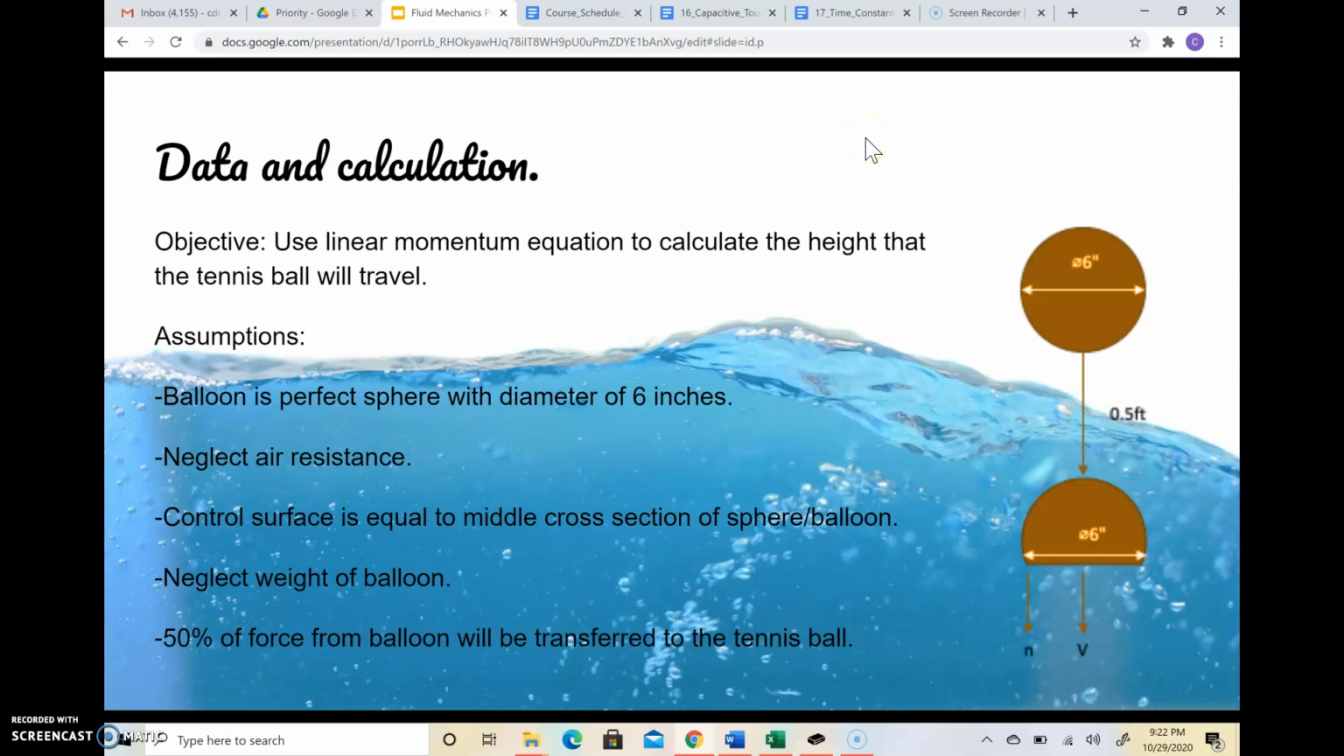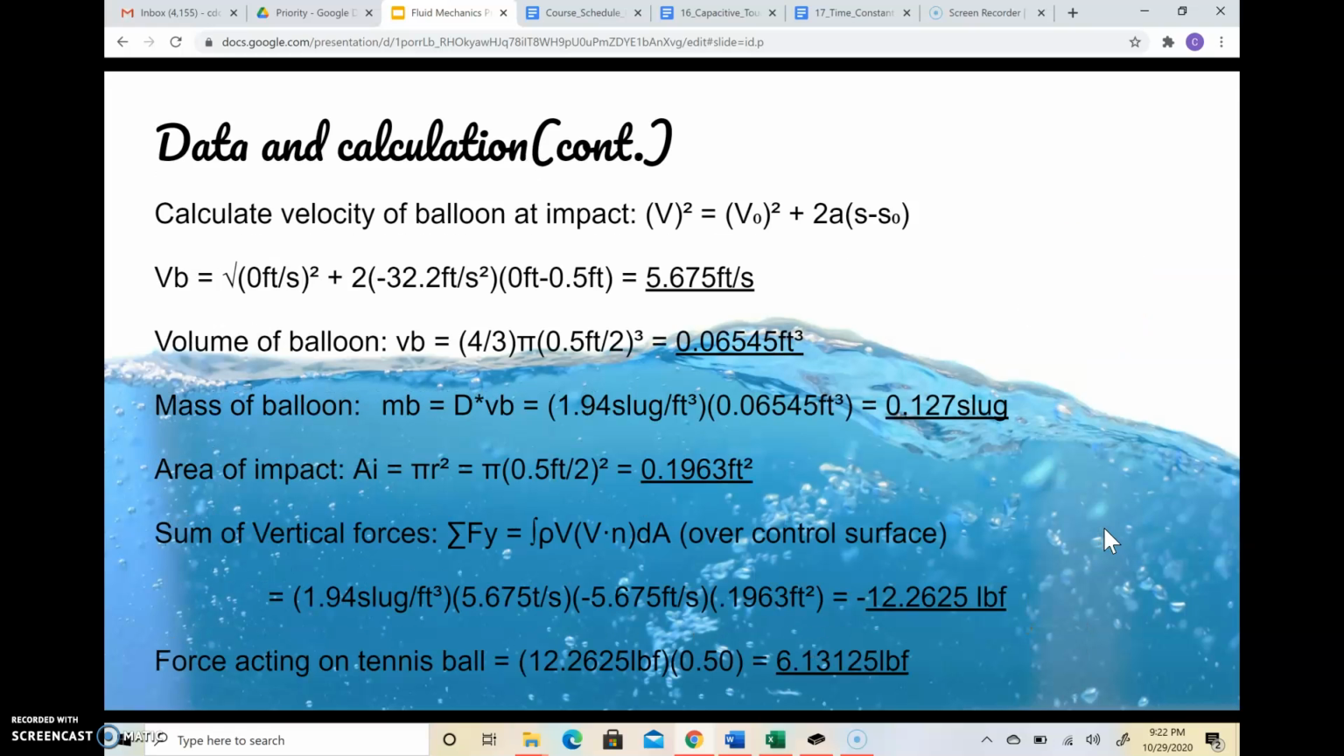Our data and calculations. Our objective was to use the linear momentum equation to calculate the height of the tennis ball and how high it would travel. Our assumptions are the balloon is a perfect sphere with a diameter of 6 inches. We neglected air resistance. The control surface is equal to the middle cross section of the sphere balloon, which is showcased right here at the right side. We neglected the weight of the balloon, and 50% of the force from the balloon will be transferred into the tennis ball.